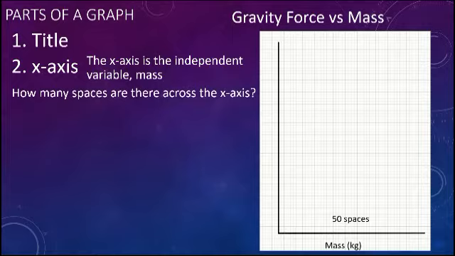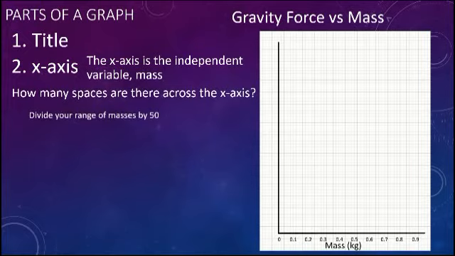And if you look at that, it's roughly 50 spaces. Now, if it's 52 or 48, we can round. That'll give us an easier time on our math if we have 50 instead of 54. So we're going to say that there's 50 spaces going across on our graph. So now you're going to divide your range of masses by 50.